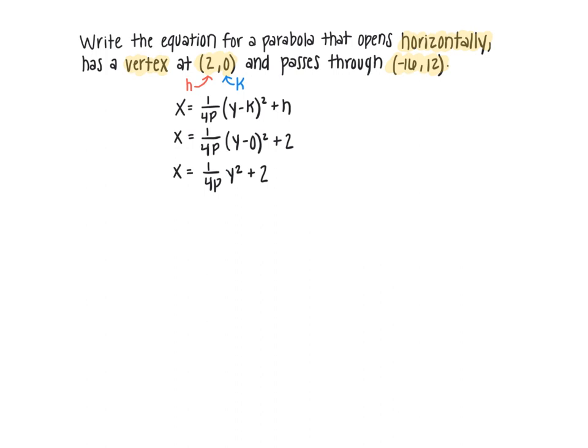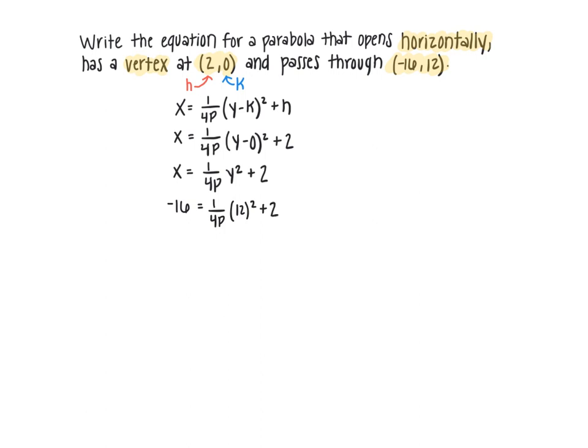Unfortunately, we don't have the directrix or the focus, so we don't know the distance between the vertex and the focus or the vertex and the directrix. So we can't find p using the graph. The only way we could find p is by plugging in the point that they gave us. So I'm going to take this point right here, and I'm going to plug it into this equation right here, and that's going to allow me to solve for p. So I have negative 16 is equal to 1 over 4p times 12 squared plus 2.